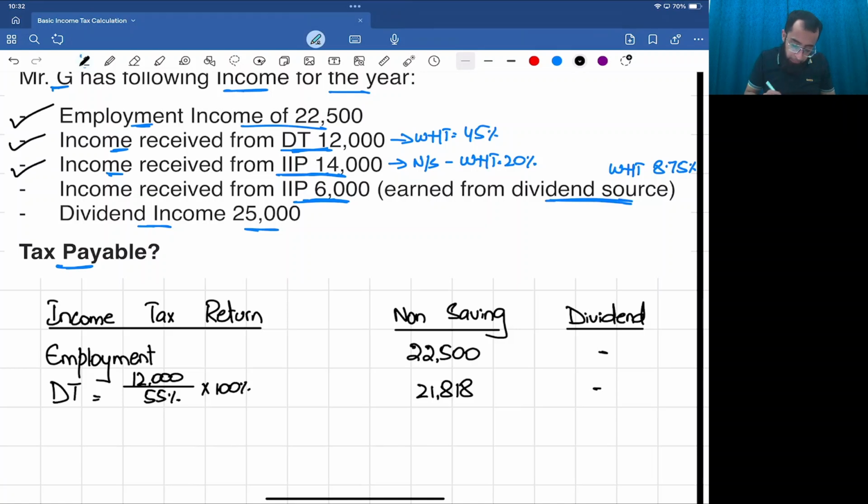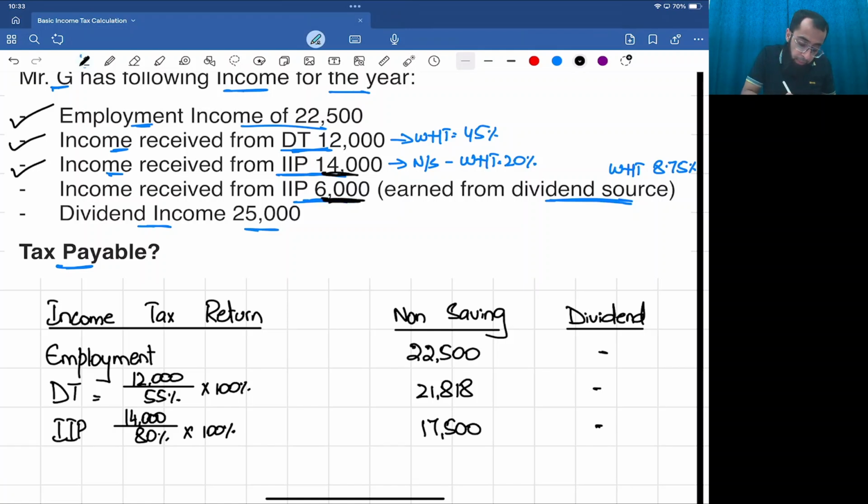Then IIP, the question was silent, so we assume it as non-saving source. 14,000 divided by 80% multiplied by 100%. So that is 17,500 in the non-saving head.